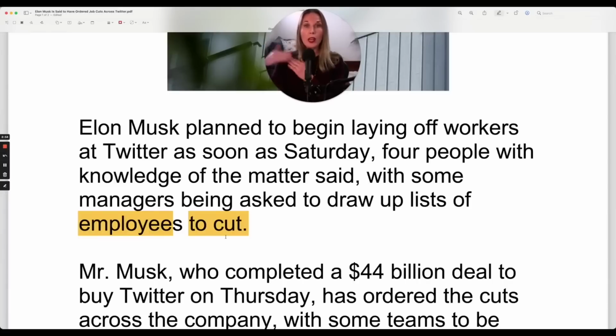Okay, we already know what this is, employees to cut. So we know that those employees, their job is going to be eliminated because they need to reduce the number of jobs. Now, to draw up lists, you might be thinking of the verb draw a picture. But notice this isn't just the verb draw. What is this? Because we have draw up.